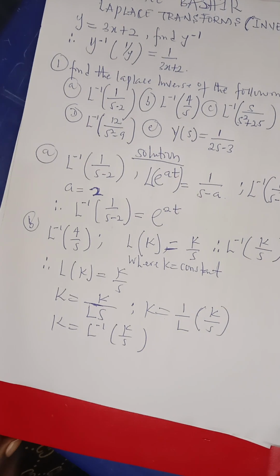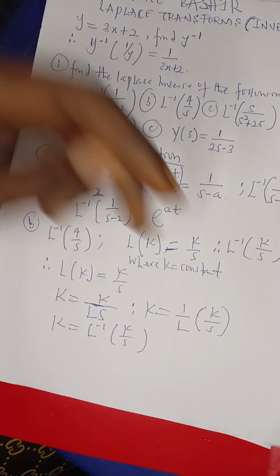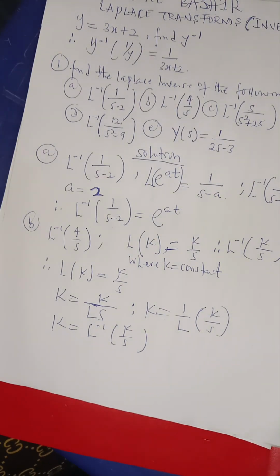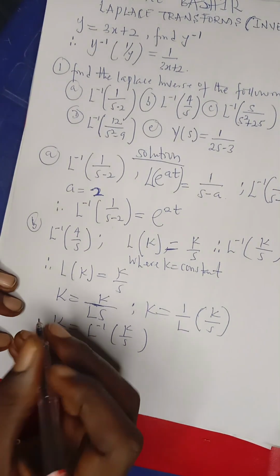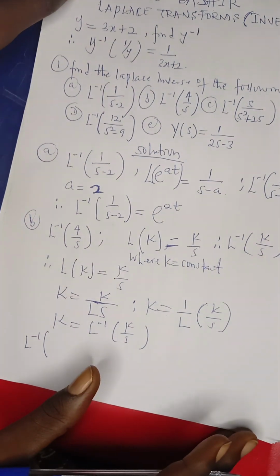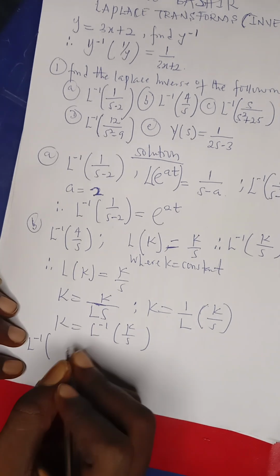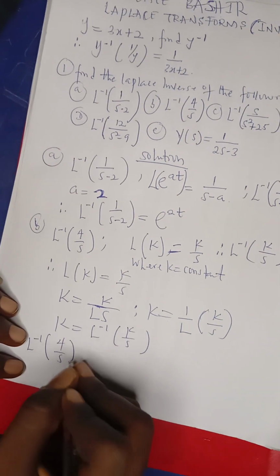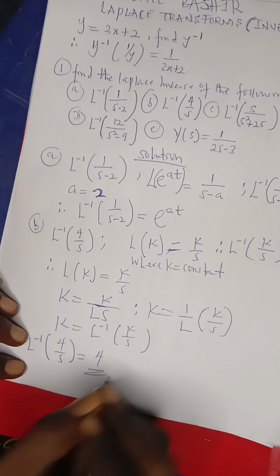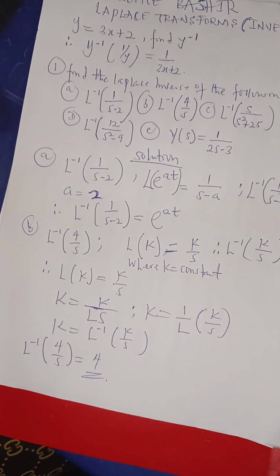But from the generality, you can still say, if Laplace of k is equal to k over s, definitely Laplace inverse of k over s will give us k back. That's the meaning. So now put it here. Therefore the Laplace inverse of 4 over s will be equal to 4. That's all.